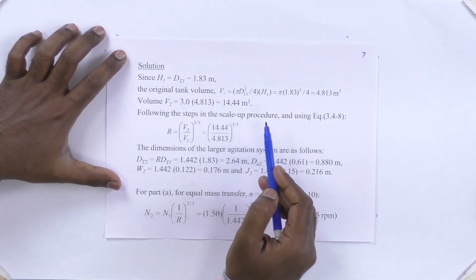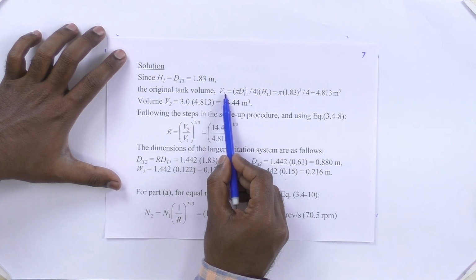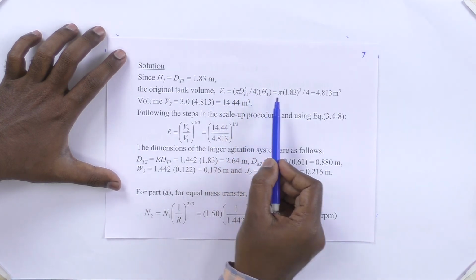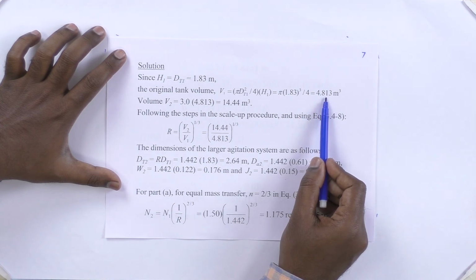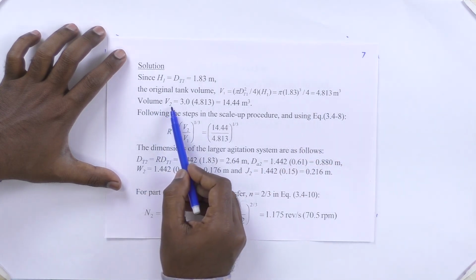And also you need to substitute the n values. If you are going to calculate the agitator speed, then you need to substitute the n value for two objectives, that is, one for equal mass transfer and another for equal liquid motion. So for these two cases you need to substitute the n values and then calculate the agitation speed, and using this agitation speed you need to calculate the power required for this agitator system. So these are the given data, and the original tank volume is V1 equal to pi dt1 square by 4 into H1. If you substitute these values, you are going to get 4.813, and V2 is going to be 3 times V1.